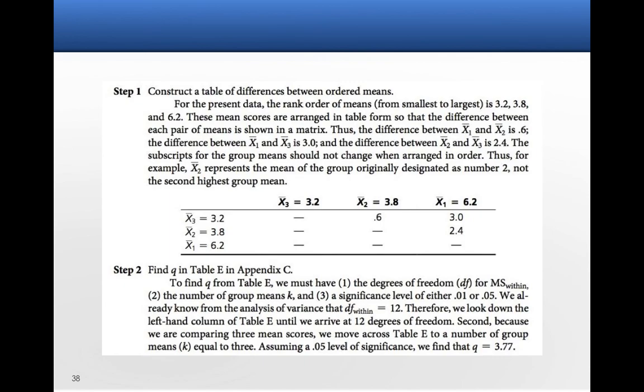Okay, so in order to get Q from table E, we have to have the degrees of freedom for MS within, the number of group means K, and a significance level either 0.1 or 0.05. Okay, we already know that our degrees of freedom within is 12. So we're going to go down that left-hand column of table E until we arrive at 12 degrees of freedom. Okay? We're comparing 3 mean scores, so we're going to go over to a group means equal to 3. So Q is 3.77.